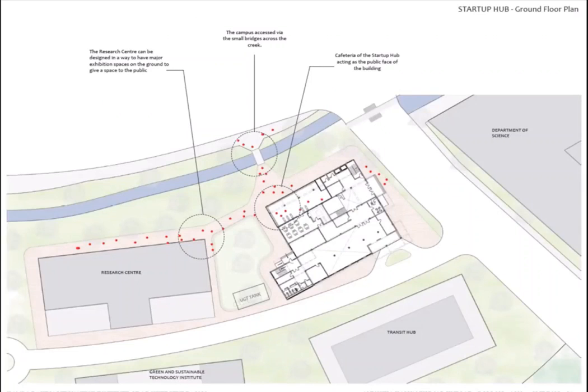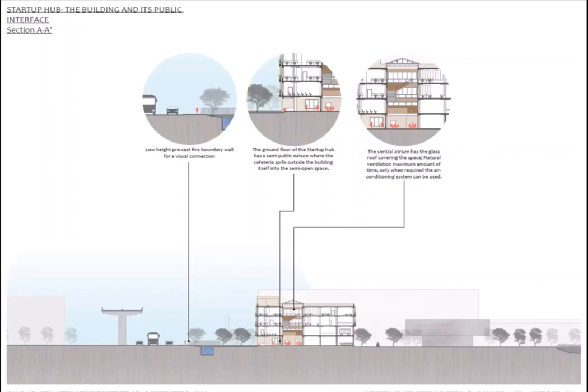Here in the ground floor plan, you can see that the research center has an exhibition space on the ground floor, which is its public space, which interacts with the cafeteria space on the startup hub's ground floor, creating a public realm on this part of the campus. This campus part can also be accessed via the small bridges along the creek. The section shows how the low-height precast fronts at the boundary wall are installed for connectivity, for a visual connection, as well as marking out the boundary of the campus.